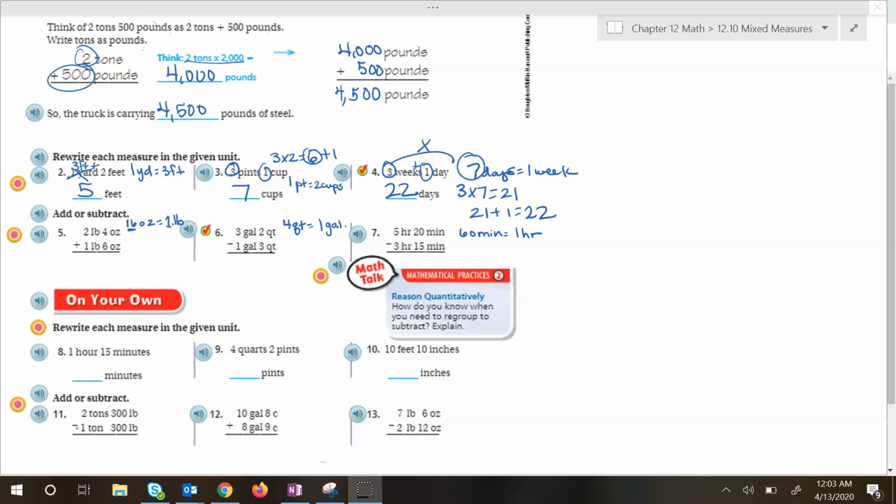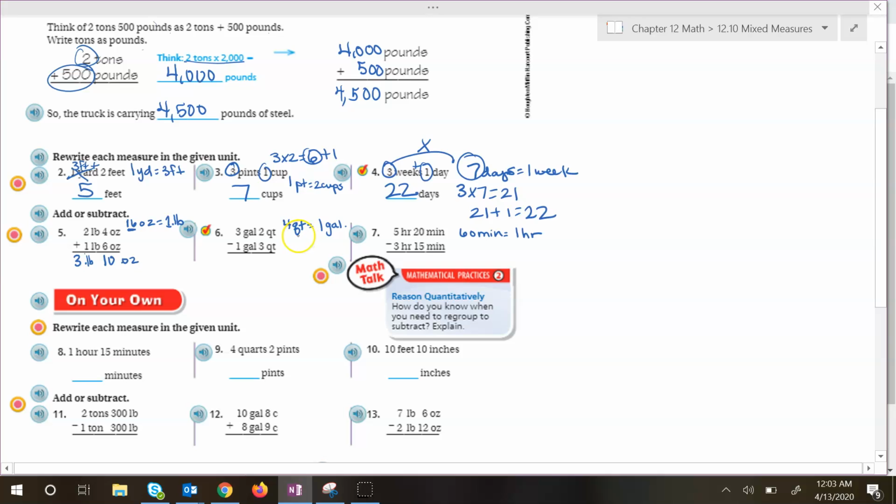Now whenever we need to regroup, we need to look here, but let's just take a look. 4 plus 6 gives us 10 ounces, and that's smaller than 16, so we do not need to regroup, which is awesome. 2 plus 1 is 3, and remember to write the units there so that it doesn't look like 31. That's really important. So this is 3 pounds, 10 ounces.